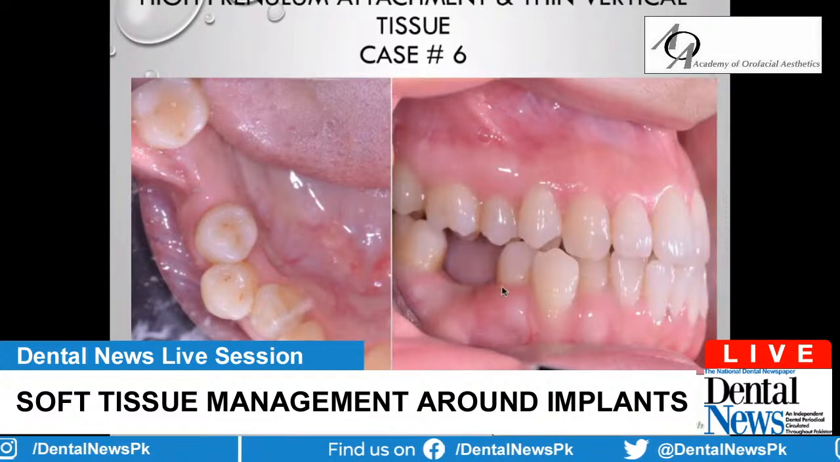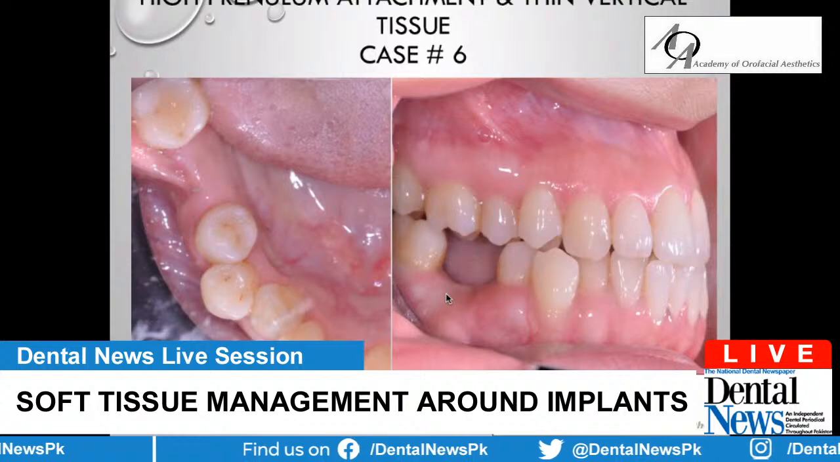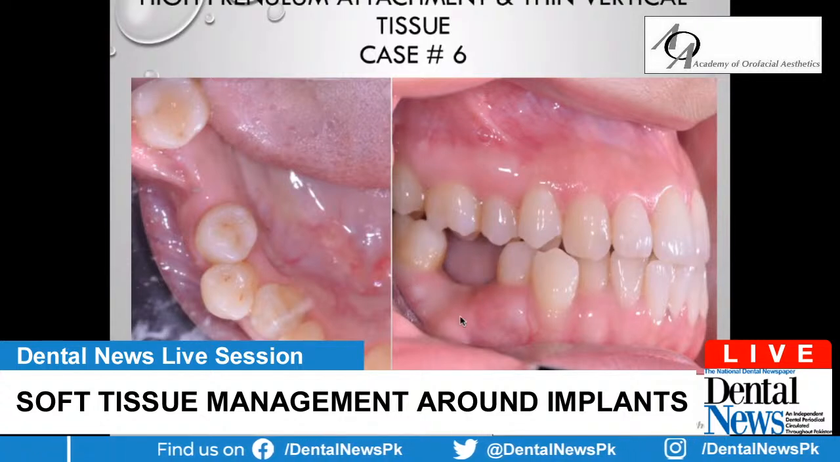If you look at it, she's pretty thin from here. She has a thin biotype. You can see there is no keratinized tissue in this area.